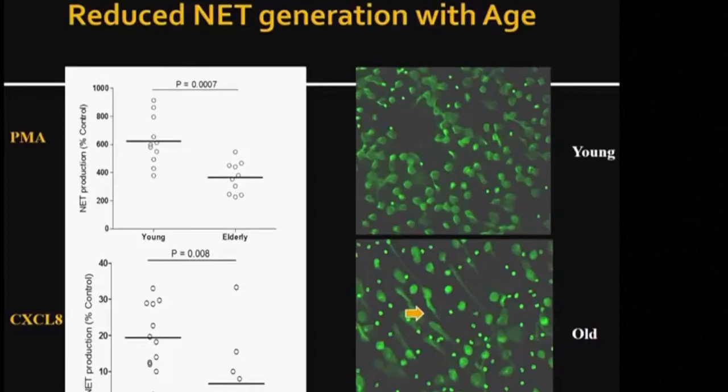When we look at killing mechanisms, so this is net generation. On the right here, you can see this is staining for DNA. The bright rings here are the neutrophils that haven't released their nets, and the more diffuse staining is where they've released their nets. And whether you stimulate with an artificial stimulus like PMA or CXCL8, the elderly donor neutrophils release fewer nets, so their extracellular killing mechanism is also reduced.